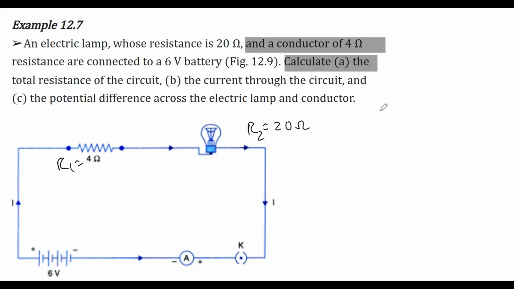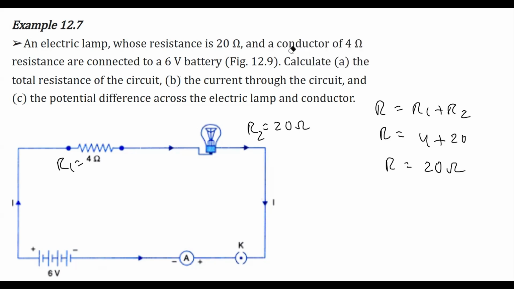And to calculate the resistance in series, we have a formula. And what is it? R is equal to R1 plus R2 plus R3. Well, there are two resistors only. So we'll say that the resistance here will be 4 ohm from here, say R1, plus 20. So the total resistance, which is also called the equivalent resistance, is 24 ohm. Done with the first part.